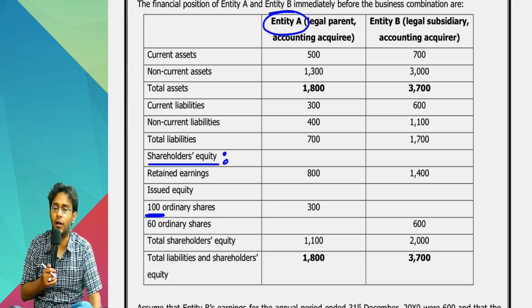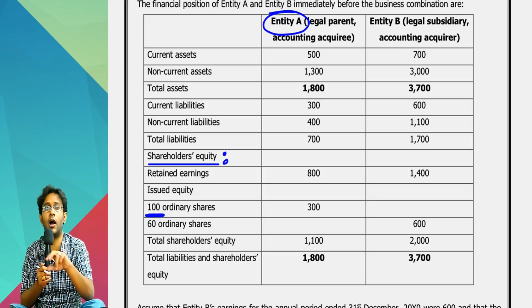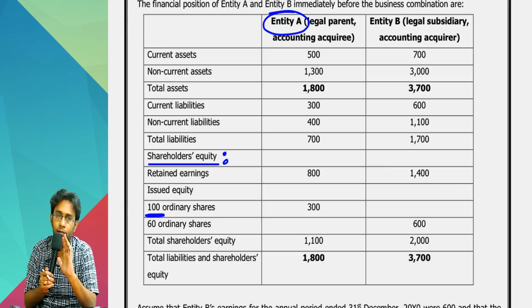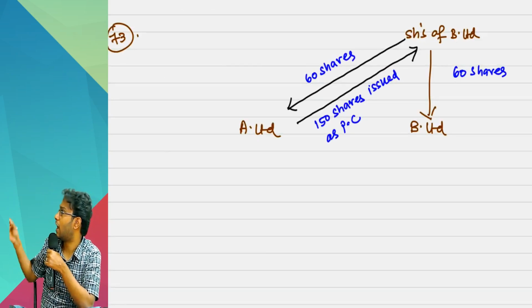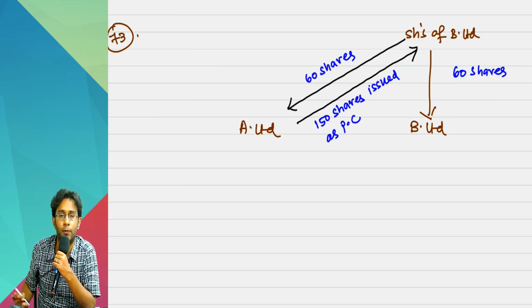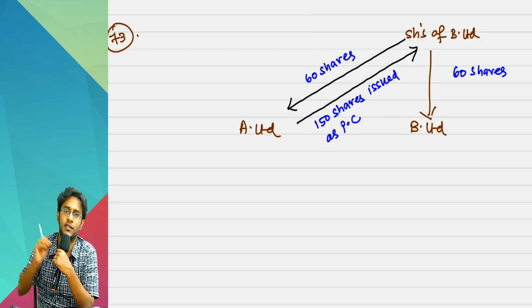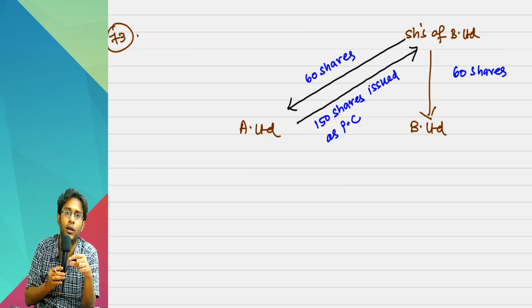Of the 250, 150 are held by outsiders. What does it imply? B limited's old shareholders now start controlling our A limited. Do you understand, sir? Apparently it looks like A purchased all 100% shares of B limited. In the process you purchased 100% shares of B limited and you issued 150 shares as PC to old shareholders of B limited. They now become the major controlling power in your company.